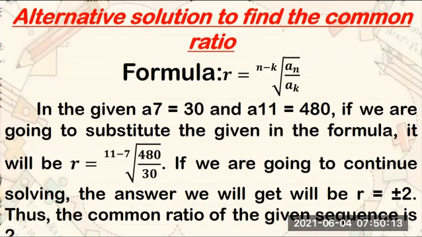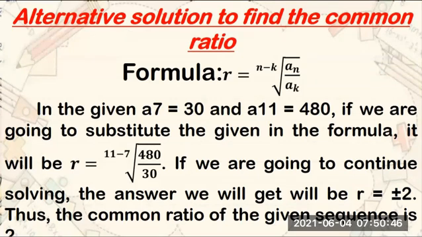So, kagaya kanina, ganun pa rin, ang a sub n pa rin natin, ang farthest term of the sequence, and a sub k is the nearest term to the first term. So, if we are going to substitute the given in the formula, it will be r is equal to 11 minus 7. So, again, yung n minus k natin, yun yung kung pang ilang term yung ginamit natin. So, we have there 11 minus 7 root of 480 divided by 30.